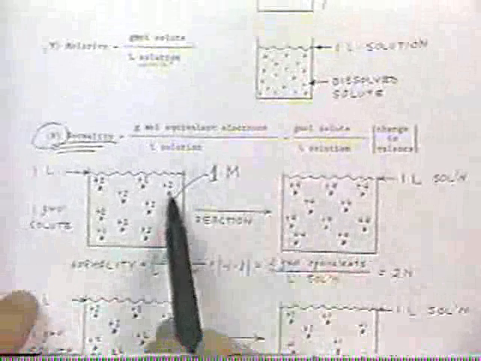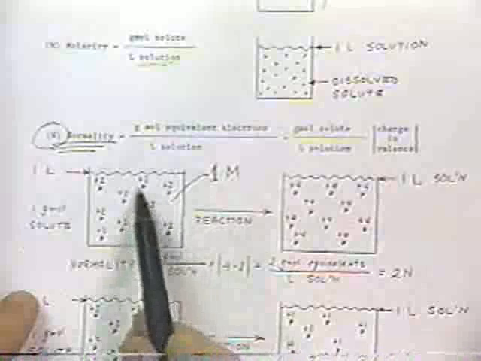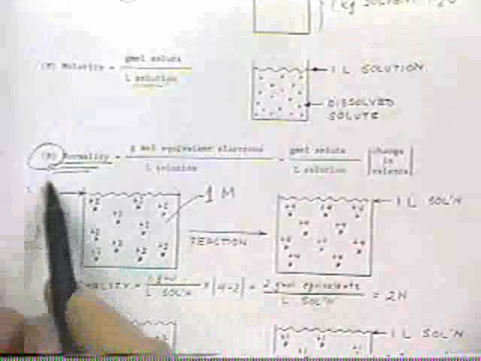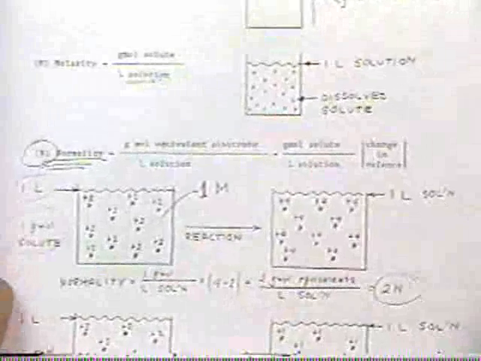We're going to add something that strips away 2 electrons from each of these ions, so now they have a +4 charge. If we look at this definition, normality is the gram moles per liter of solution times the absolute value of the change in valence. So what we have here is 1 gram mole of solute per liter of solution, and the change in valence is from 4 to 2, absolute value. So that is a 2 normal solution, and by the formal definition, that's 2 gram moles of equivalent electrons per liter of solution.